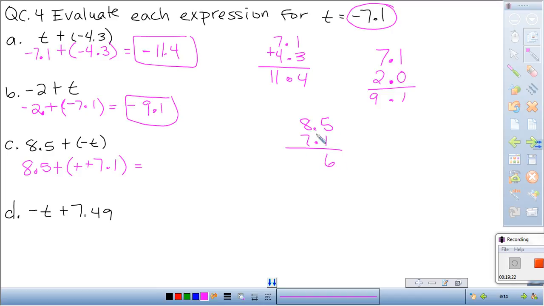5 plus 1 is 6. Bring down the decimal. 8 plus 5 is 15. So 15 and 6/10. Last one, D, same thing. Leave everything else alone. So take this negative, bring it down here. What is t? Negative 7 and 1/10 plus 7 and 49/100. Again, you have this double negative. Two negatives create a positive.